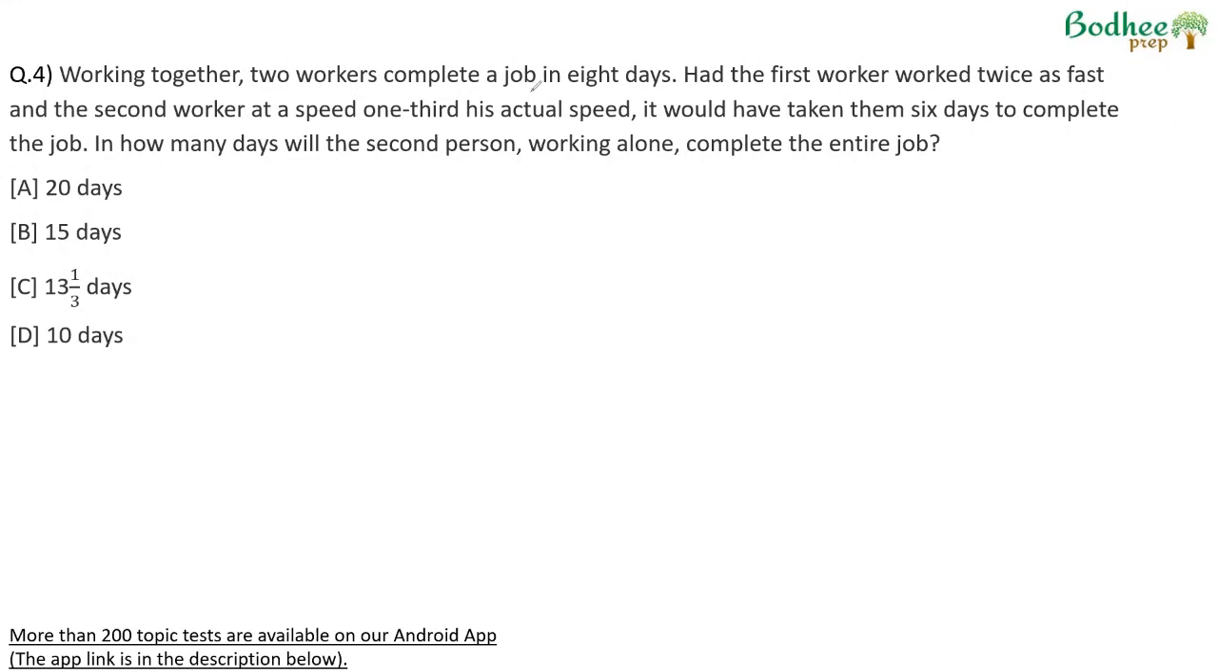Working together, two workers complete a job in 8 days. Had the first worker worked twice as fast and the second worker at one-third his actual speed, it would have taken 6 days. So first of all, let the work be 24 units in total, and the two workers A and B be doing: A does X units per day, and the second worker B does 3Y units per day.